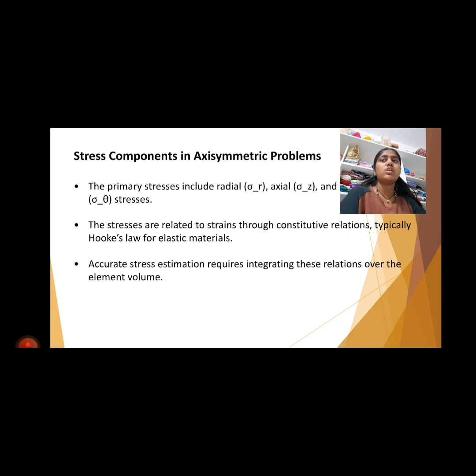The strain components in the axisymmetry analysis. Four strain components are considered: radial strain, axial strain, hoop strain, and shear strain. Radial strain epsilon r is equal to dou ur by dou r, where axial strain epsilon z is equal to dou uz by dou z. Then coming to hoop strain, epsilon theta is equal to ur by r, and then shear strain gamma rz is equal to dou ur by dou z plus dou uz by dou r.